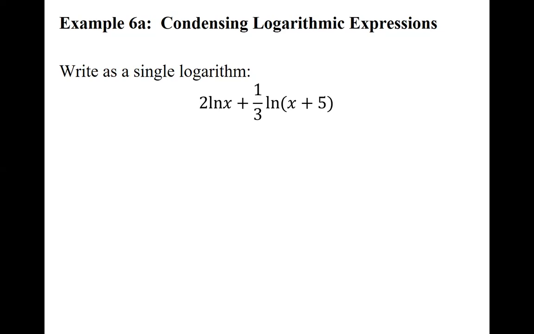2 natural log of x plus 1/3 natural log of x plus 5. And that x plus 5 is just there to distract us. We don't have a rule for that. But we do have 2 logs added together here. Before we deal with that, we have 1/3 in front of that second log. So take that 1/3 and raise it as a power to the x plus 5. Same with the 2 log of x. Take that 2 and raise it as the power.